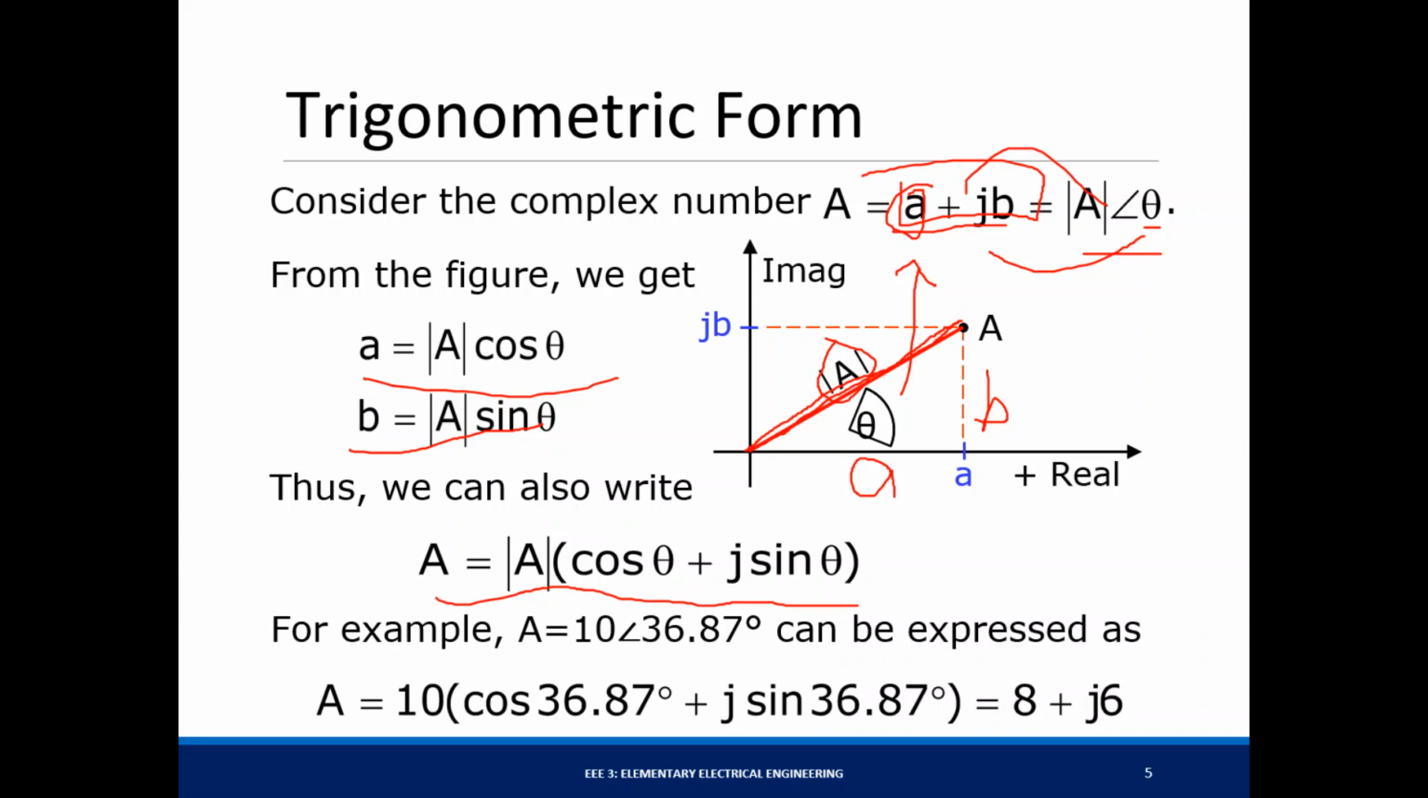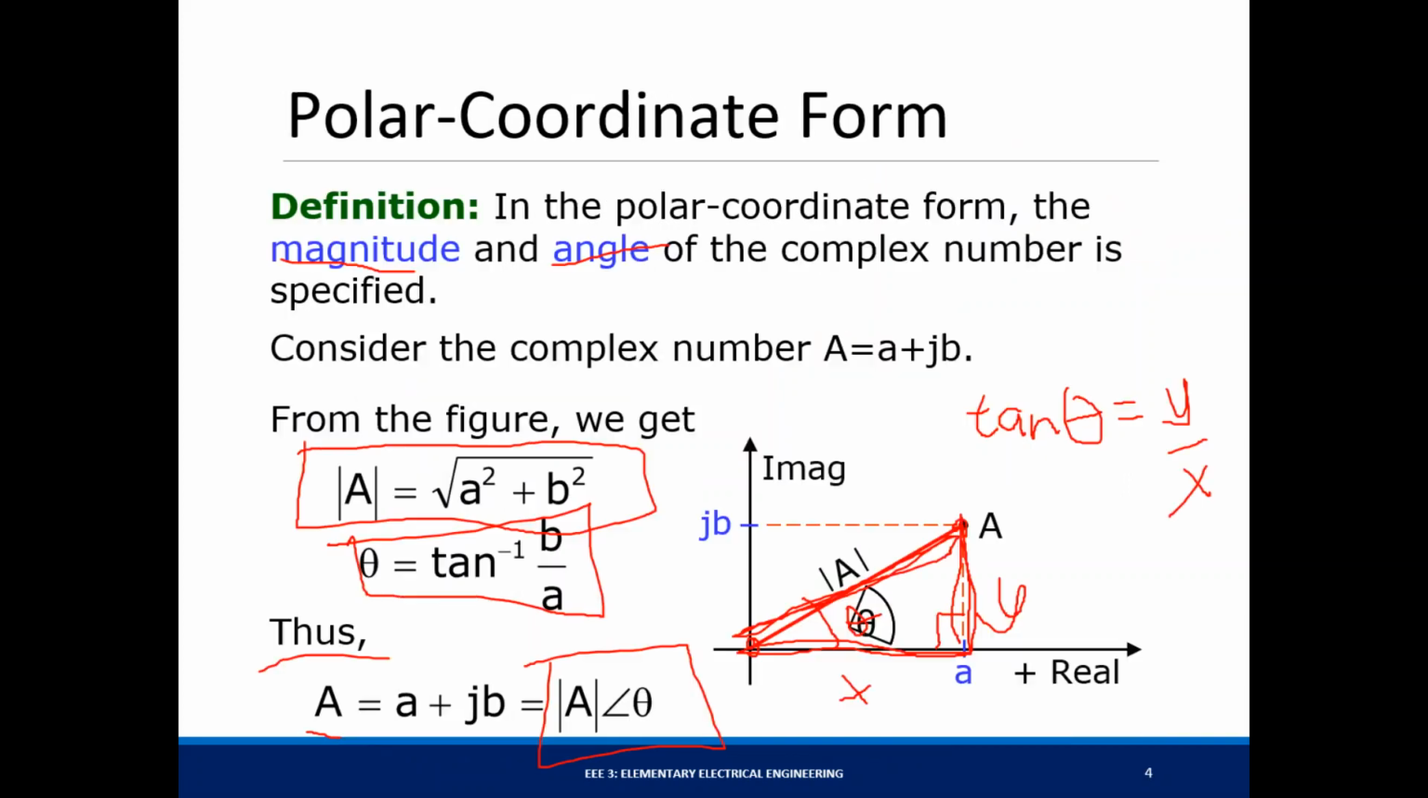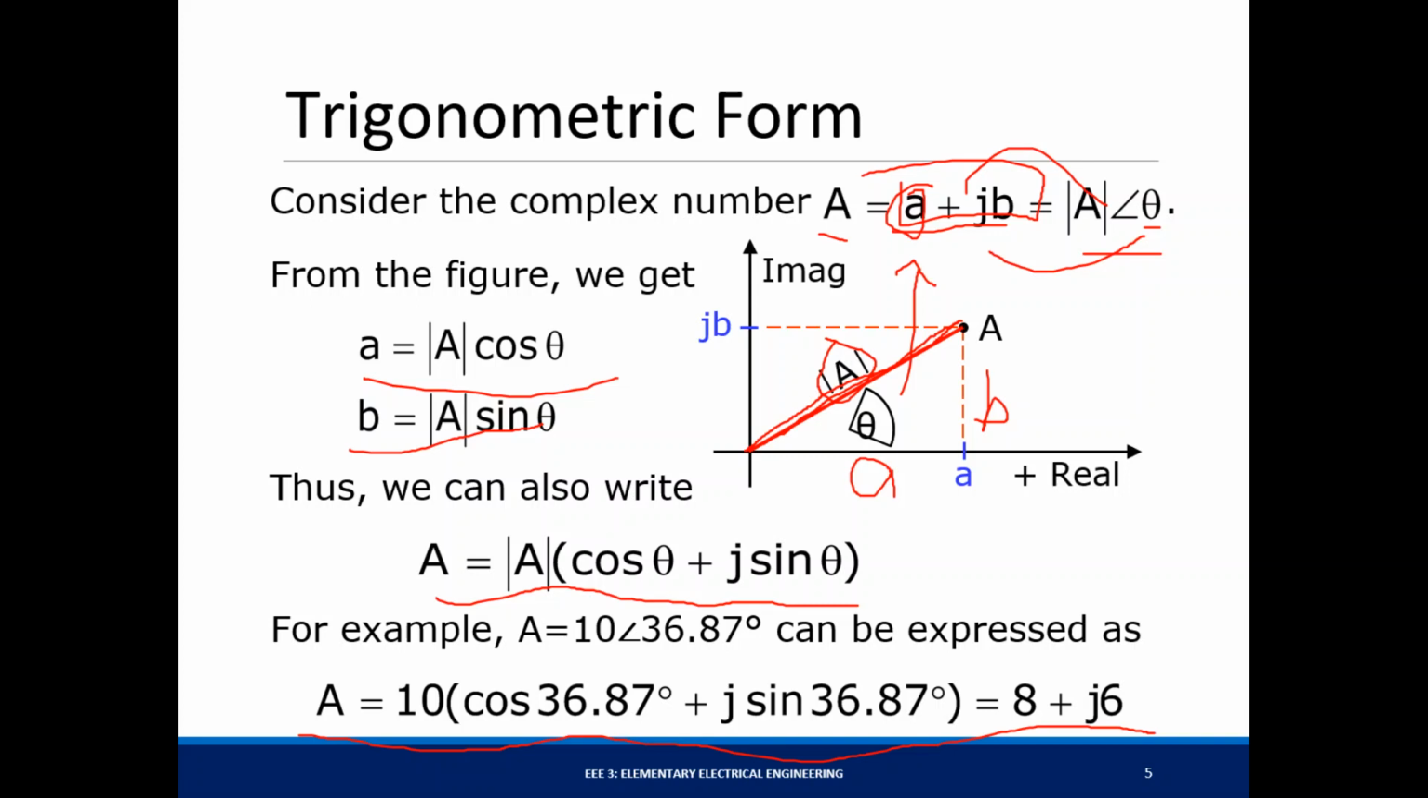For example, given that small a is 3, small b is equal to 4, that's 3 plus j4 in your rectangular form, we can express it as something like this. Oh wait, sorry, that's not your 3 plus j4 earlier, it's a different A. Given that A has a magnitude 10 and an angle 36.87 degrees, it can be written in trigonometric form as this expression here. And evaluating the cosine and the sine, you'll be left with this expression here.